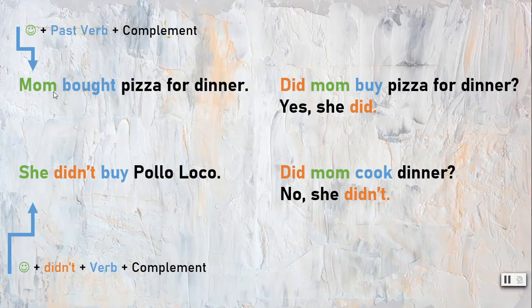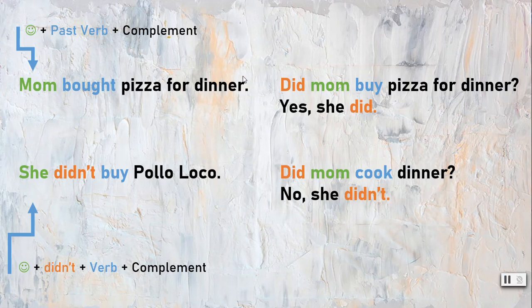So, mom bought pizza for dinner. Mi mamá compró pizza para la cena. Bought. This is the past verb of buy. Comprar. So, mom is the subject, the past verb is bought, and pizza for dinner is the complement. If you see, it is very similar to regular verbs. The only thing that is different is that the verb in past is going to be completely different. El verbo en pasado cambia completamente.